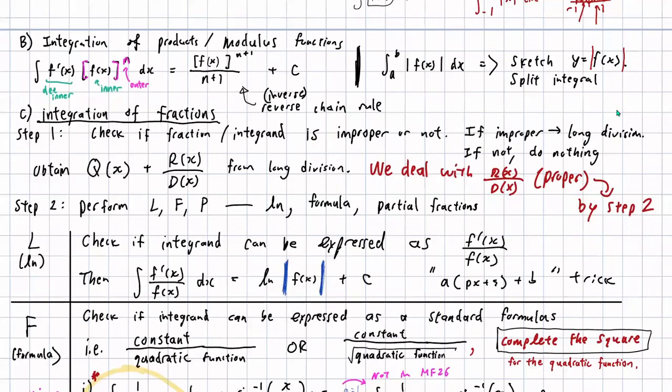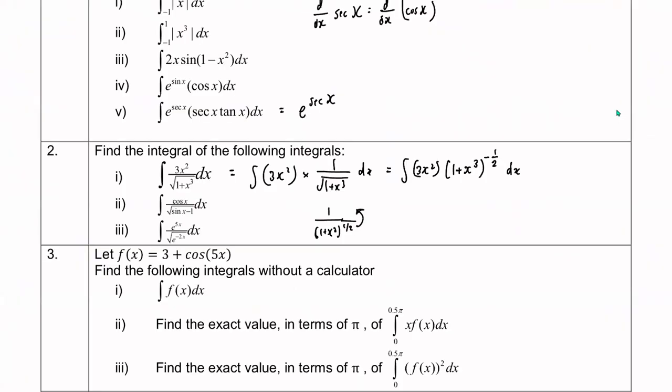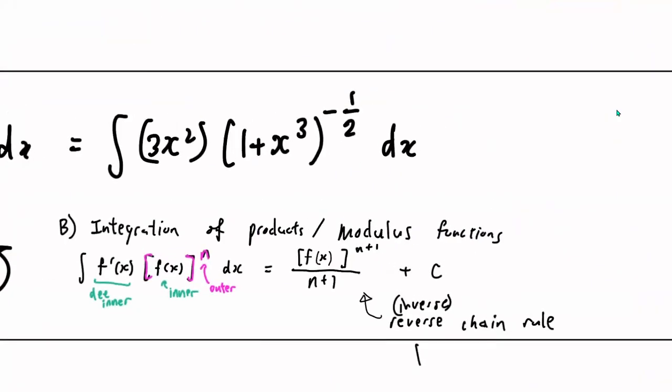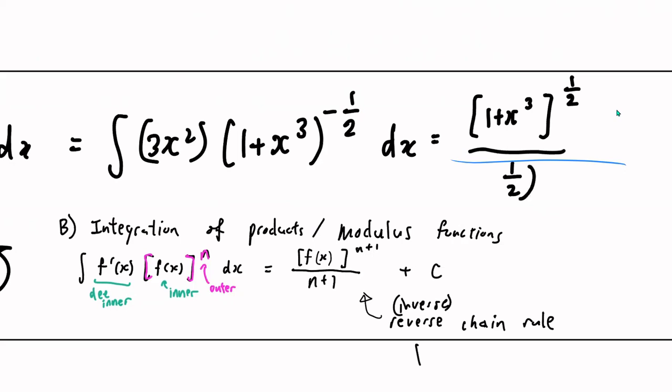Maybe I just copy this over. Can you see the pattern? F prime x here, this f(x) is the inner in between the brackets, and this is the outer. Very good. So all you need to do is copy down f(x), which is 1 plus x cubed, the inner function, with a square bracket around it to the power of n plus 1, which is negative half plus 1, so half. Simplify to positive half. Then divide by positive half, plus c.